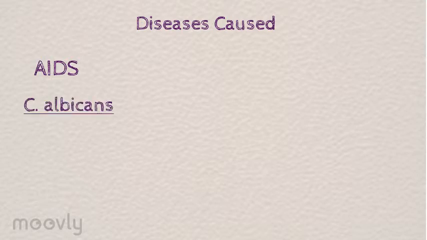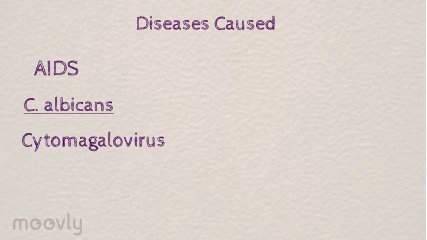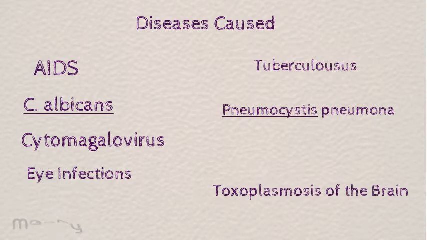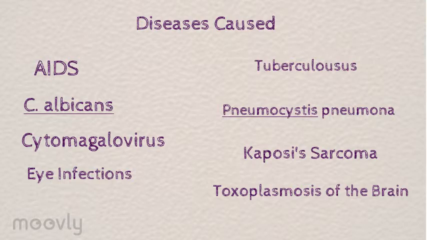Indications can be C. albicans infections, also known as yeast infections, in the bronchi, trachea, and lungs, cytomegalovirus, eye infections, tuberculosis, pneumocystis pneumonia, toxoplasmosis of the brain, and Kaposi's sarcoma. These diseases are caused from the inability of T cells to produce cytokines, therefore decreasing the immune system. There are also very few unaffected T cells present, making what response they have insignificant.